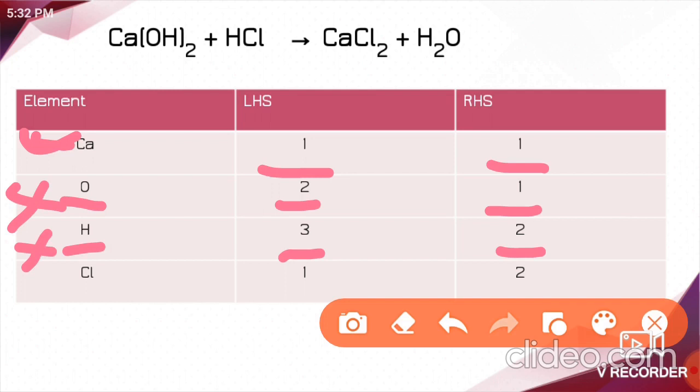Right or no? And next you check chlorine. In the reactant only 1 chlorine atom is present, and in the product side 2 chlorine atoms are present. Here chlorine is also not balanced. So totally we can say that this reaction is unbalanced. Now we need to balance this equation.